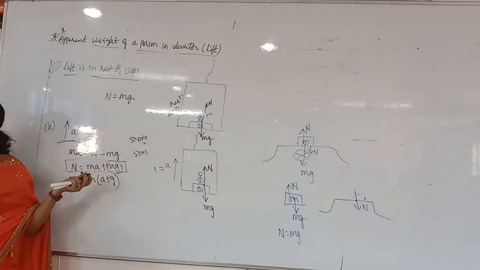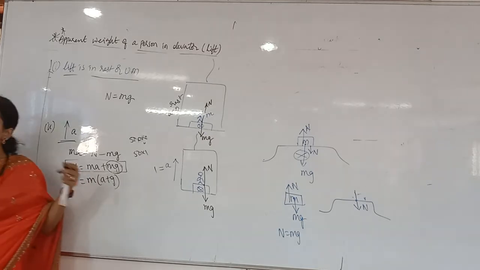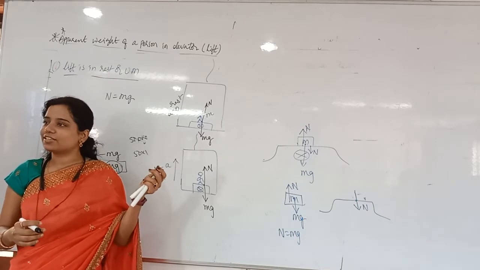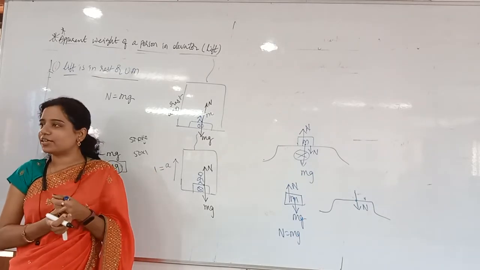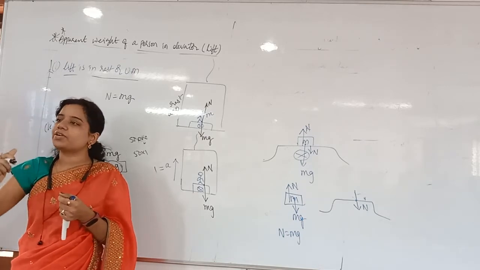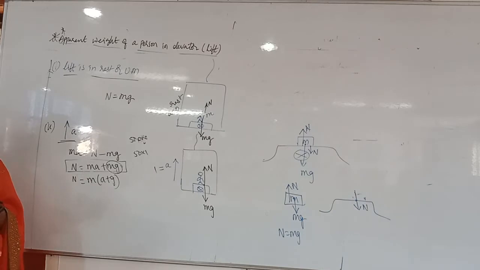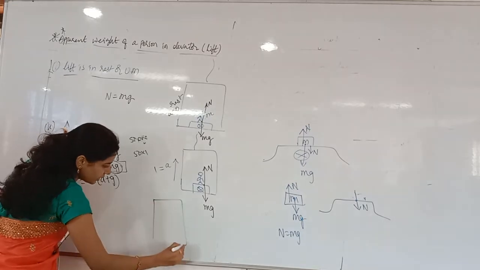Weight is increasing or not? The apparent weight is increasing. The person is not increasing his weight. While coming outside, he will not come out with 55 kg. Correct? So the apparent weight, it is appearing like that. Whenever the lift is moving in upward direction, it is appearing that the person's weight is increasing by ma. Okay. Next case is whenever the lift is moving in downward direction.